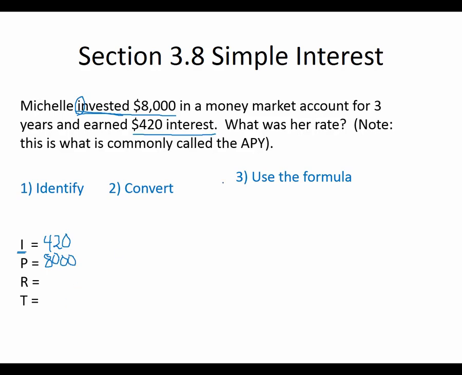And we don't know the rate. They're asking what was her rate. The other giveaway is that there's no percentage in this problem, and the rate's got to be a percent. So that's my unknown, and I'm going to just leave it with the variable r, like we did with the other word problems. And last but not least, they do tell me the time is 3 years.